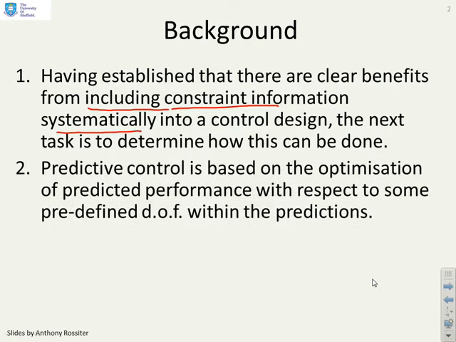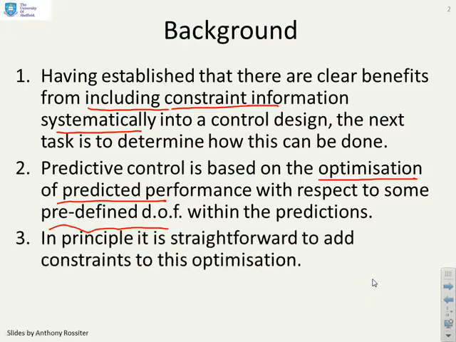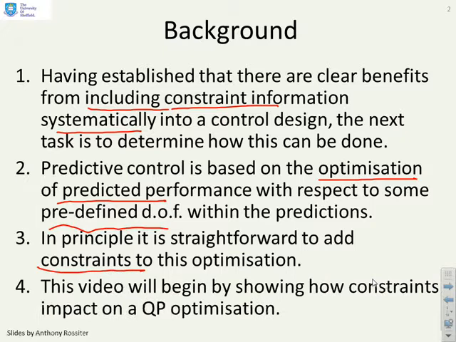Predictive control is based on the optimization of predicted performance with respect to some predefined degrees of freedom within the predictions. So in principle, it should be straightforward to add constraints to any such optimization. What we're going to do in this video is look at how we can incorporate constraints into a QP optimization, because that's the structure of a typical predictive control law.